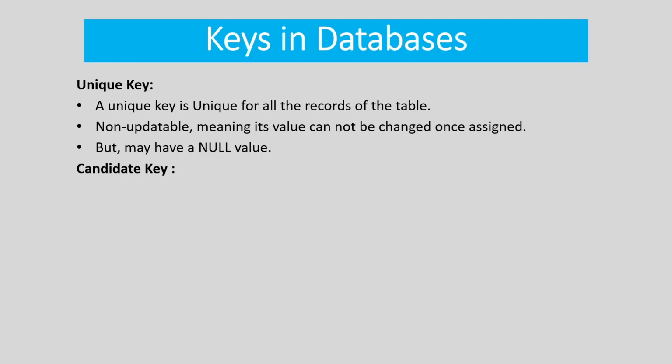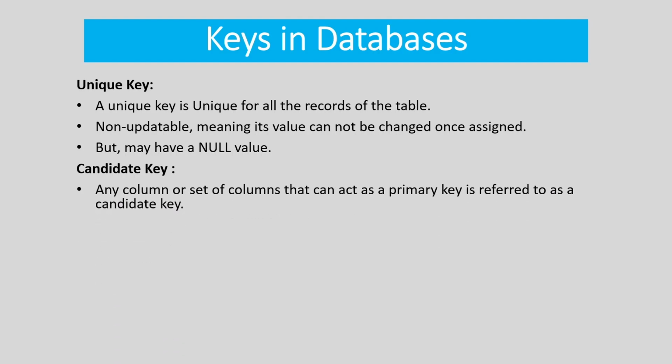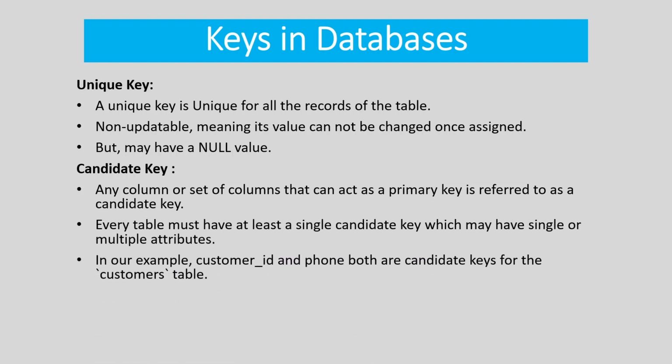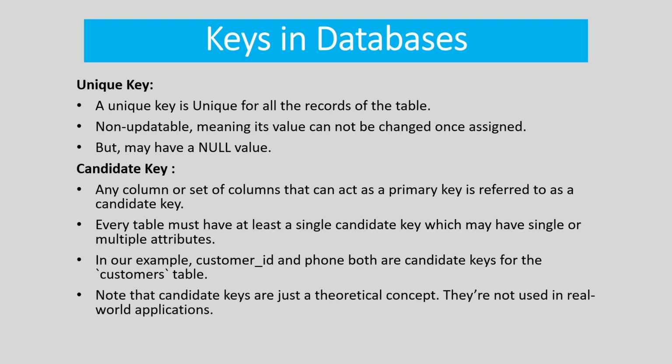Okay, fourth one is the candidate key. Like I said, any column or set of columns that can act as a primary key is referred to as a candidate key. We don't actually use this candidate key a lot. This is just for theoretical purposes, where you can just know about it, but we're not going to use much of it.